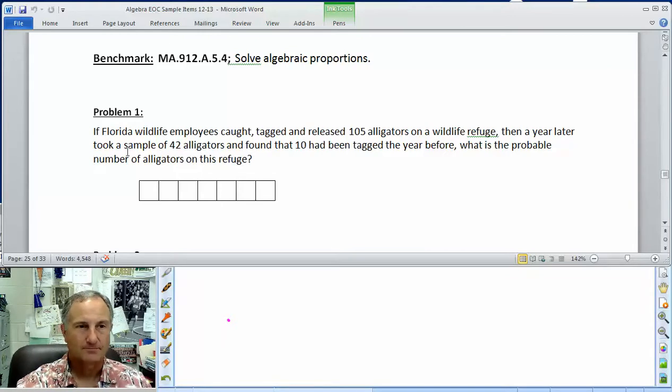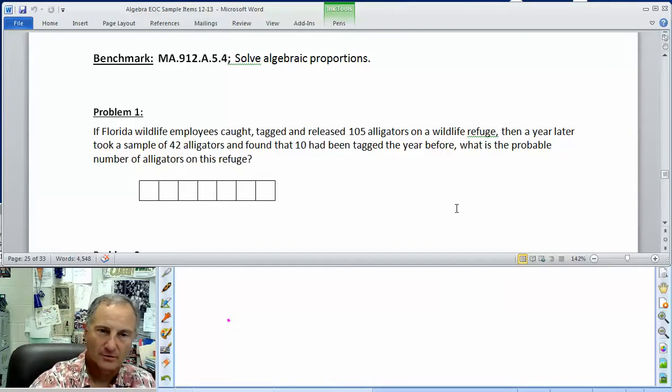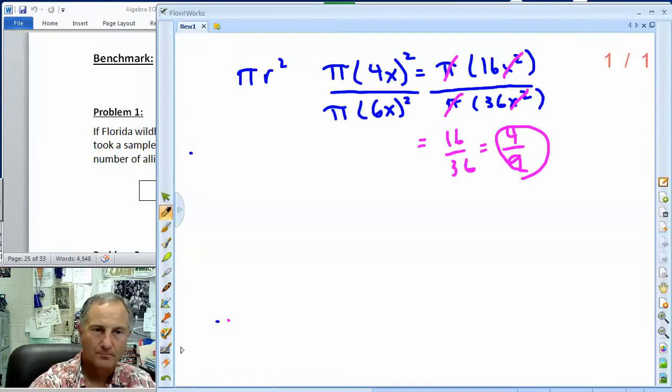Cross multiply. If Florida wildlife employees caught, tagged, and released 105 alligators on a wildlife refuge, then a year later took a sample of 42 alligators and found that 10 had been tagged the year before, what is the probable number of alligators on this refuge? Okay, well, let's take a look here.